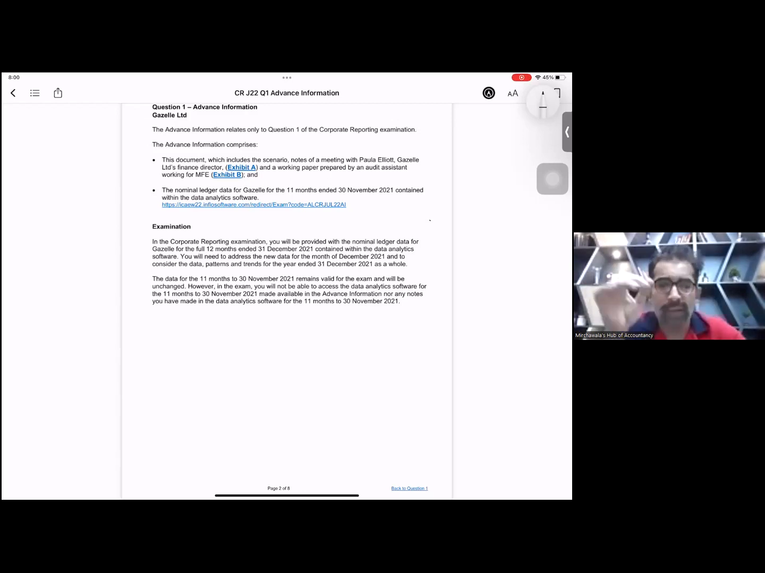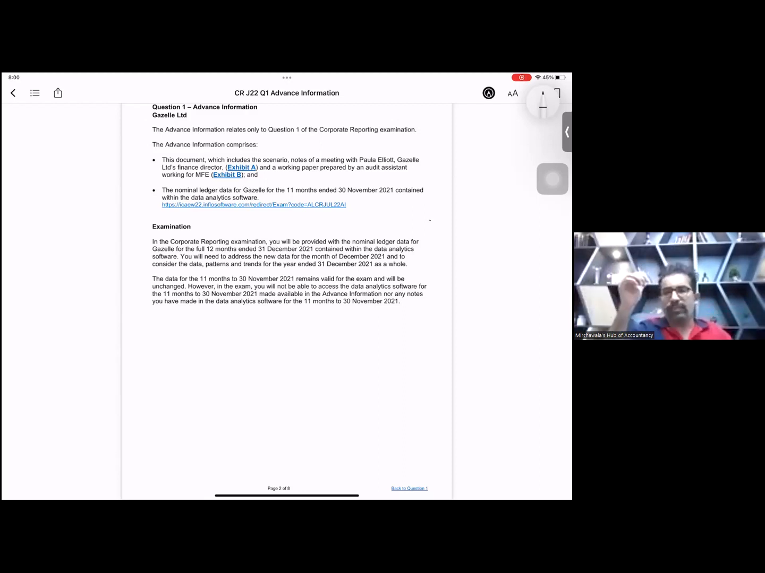Now, as you all know, for the last three to four attempts, they have started sending the advanced information for question number one. That means the data in front of me is the data given by the ICAEW team. It's public data. Even you have this. I would recommend you read this PDF file before this class. I'll also send it to you. In this data set, they have given you 11 months of data of that company, and in the examination room, you will get the 12th month data, right?